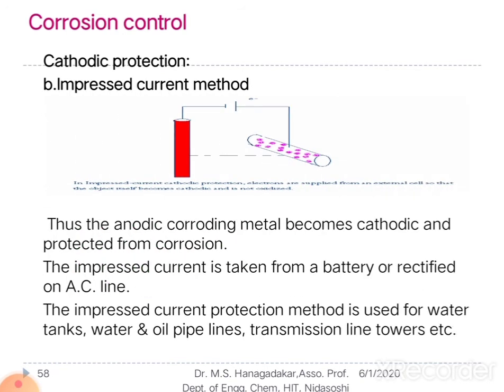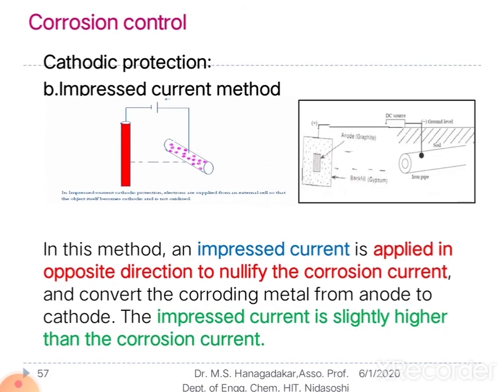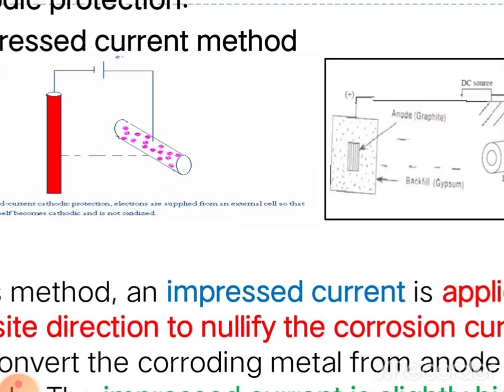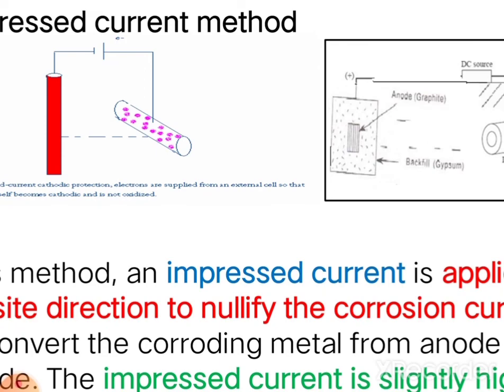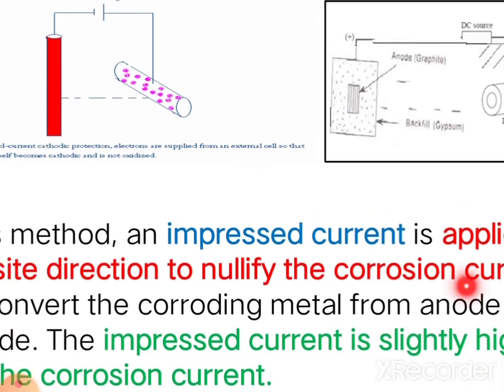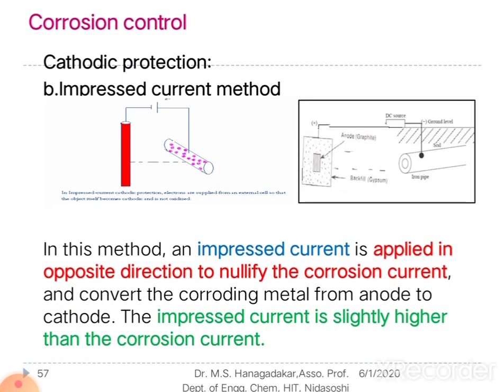Here you can see that the anodic object used is like graphite with a backfill of gypsum, which prevents it from acting as a neutral electrode in the corrosion electrochemical cell.